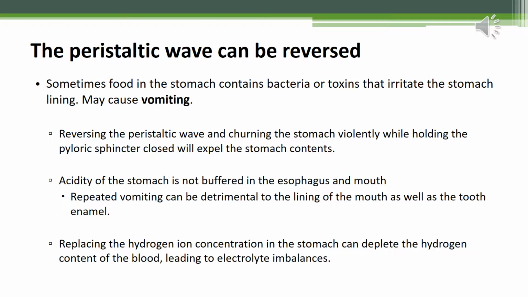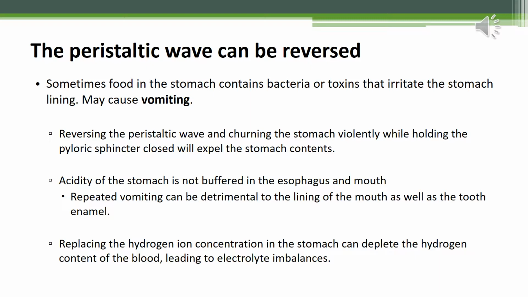And remember, this is the sphincter at the bottom of the stomach. And it's so strong that when it contracts, it's capable of pushing all the contents, or rather most of the contents of the stomach, up the esophagus and out the mouth.